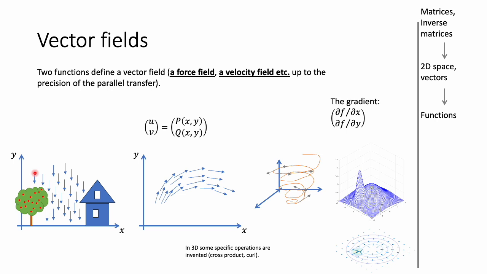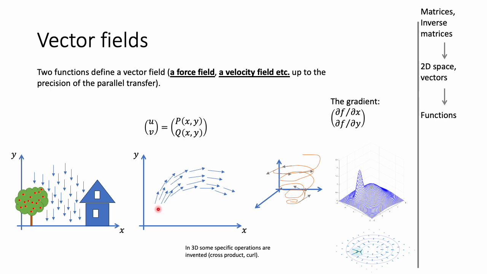You know what it is? It is gravity. It's just the force that attracts the apples from the tree to the ground. As you see, there is a vector growing from every point in the space, and only one vector growing from each point.